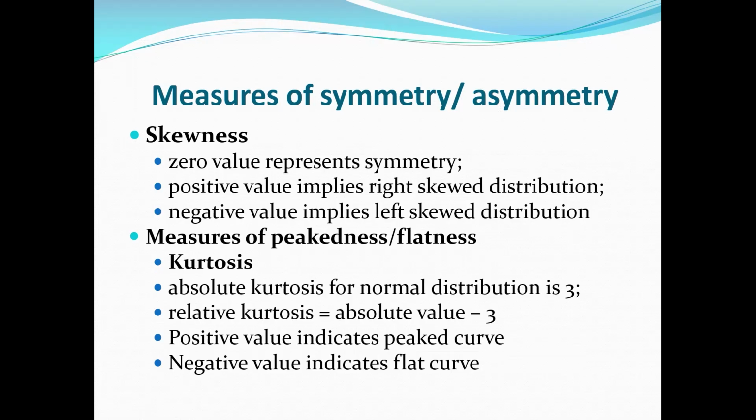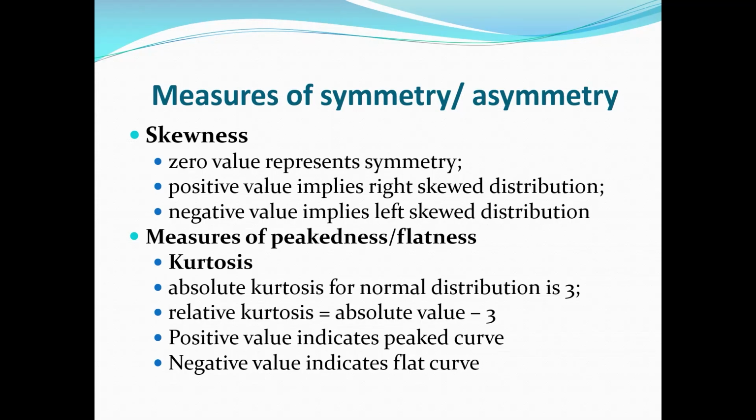The absolute kurtosis for a normal distribution, the one which I showed you in the curve. If it is a normal distribution, when you calculate the kurtosis, you will get a value of 3. Relative kurtosis is the absolute value minus 3, but the absolute value is enough. So 3 is the normal value.